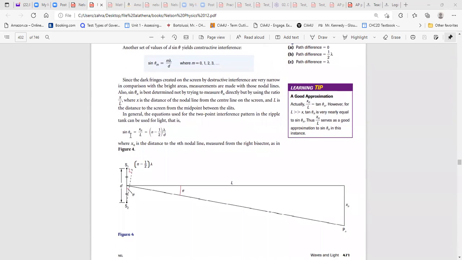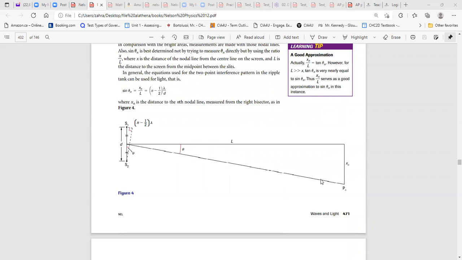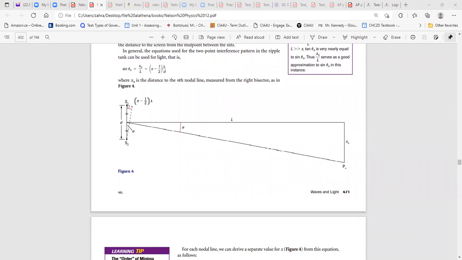And you know that sine theta is x_n over L. x_n is the distance of the point to this bisector. You can see that this side and this side we can approximate to be the same if these thetas are very small. The L here and this will approximately be the same. So x over L is tan theta. However, sine theta will work as well. L is much larger than x. And you know, d is the distance between the two sources, lambda is the wavelength.